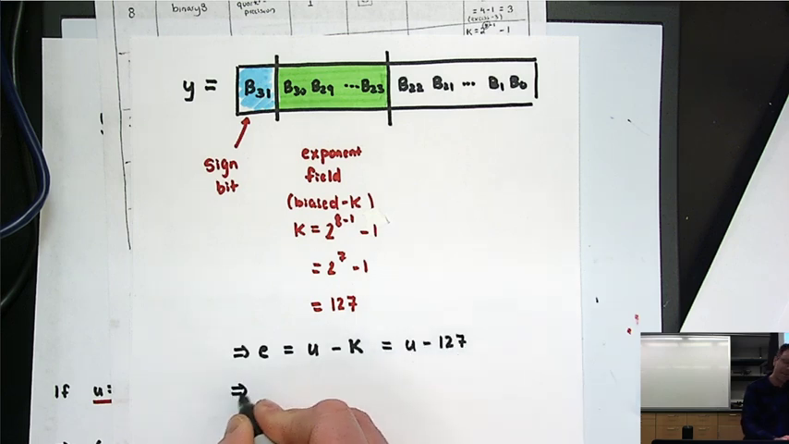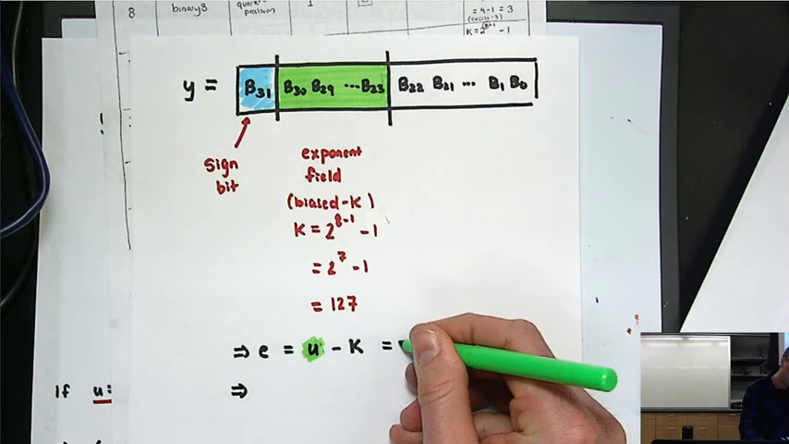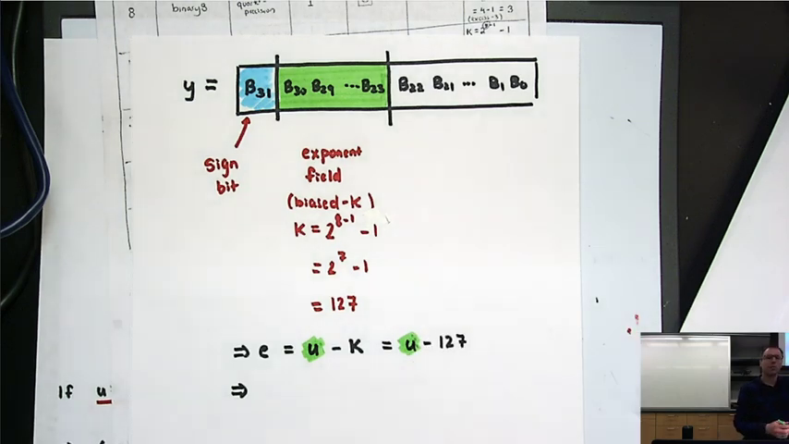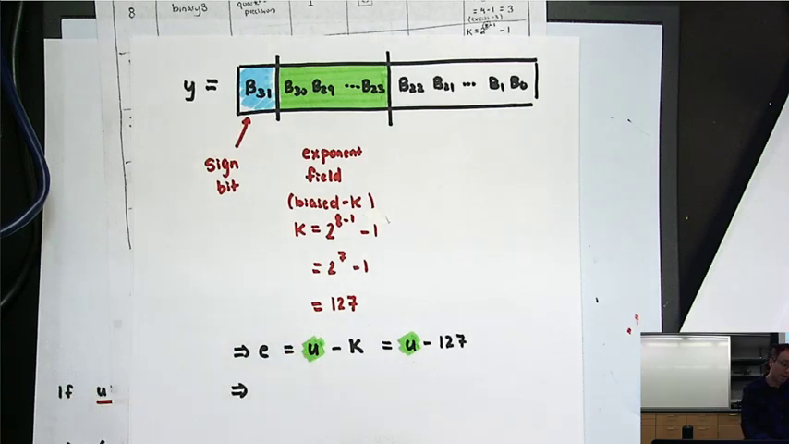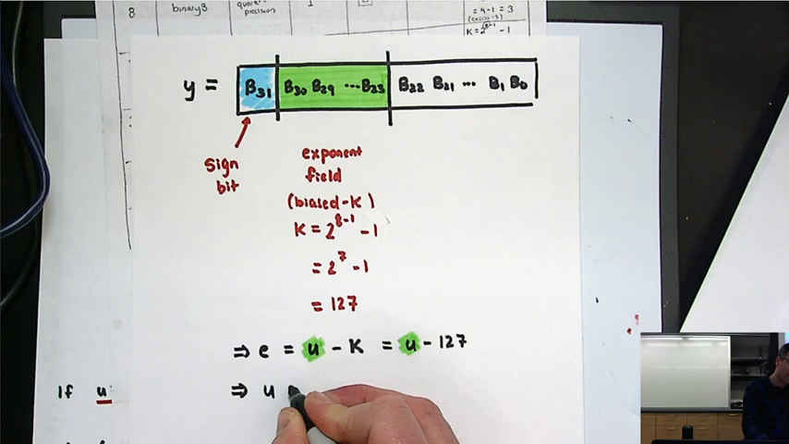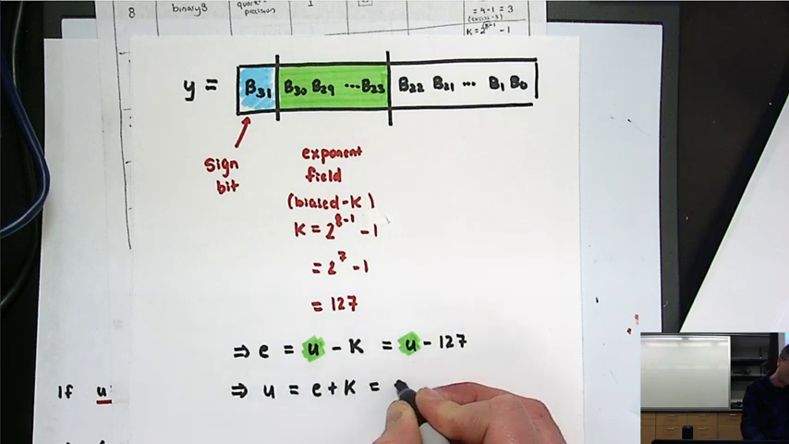And another way to say that, what's actually stored in memory? What does this represent? Unsigned. So if I want to calculate the unsigned from the exponent, I just add K.